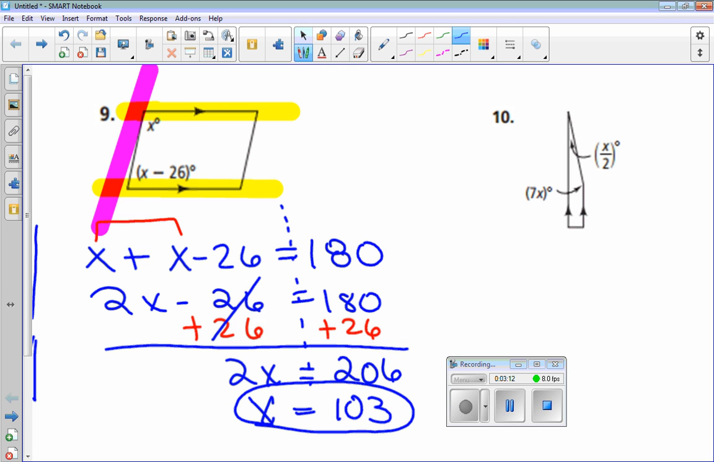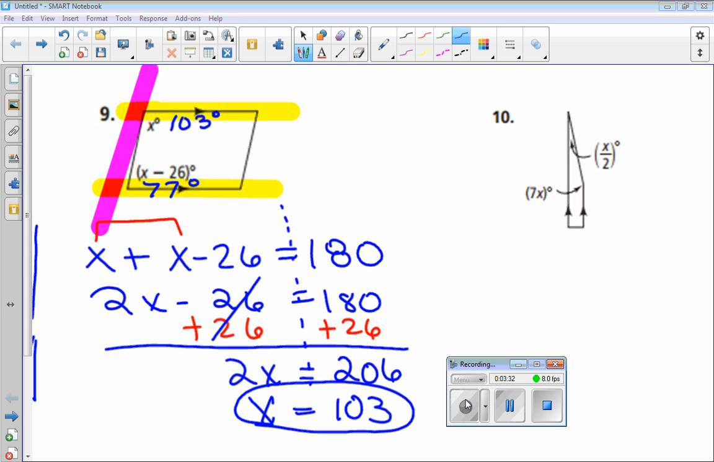And then it did ask us to go back in and find the measure of the angles. Well, one of those angles is 103 degrees, and then the other one would just be 26 less than that. And so what would that be? 77. So this angle was 77 degrees. Okay?